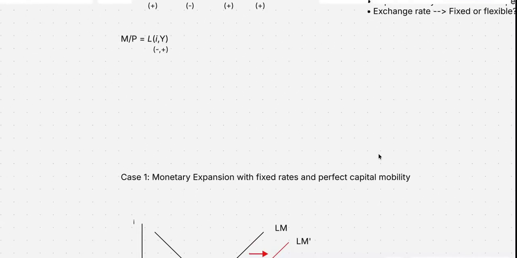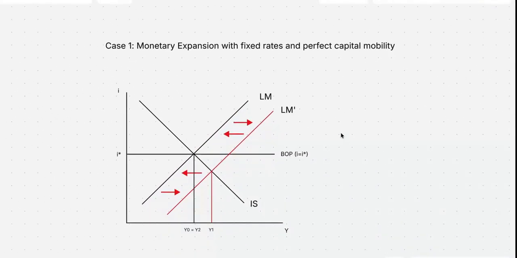So looking at the first case that we're considering in this video, we're looking at a monetary expansion with fixed rates and perfect capital mobility. We can see the graph here about what is happening, but let's try to look in depth and explain what happens when the central bank decides to increase the monetary supply under fixed exchange rates and perfect capital mobility.